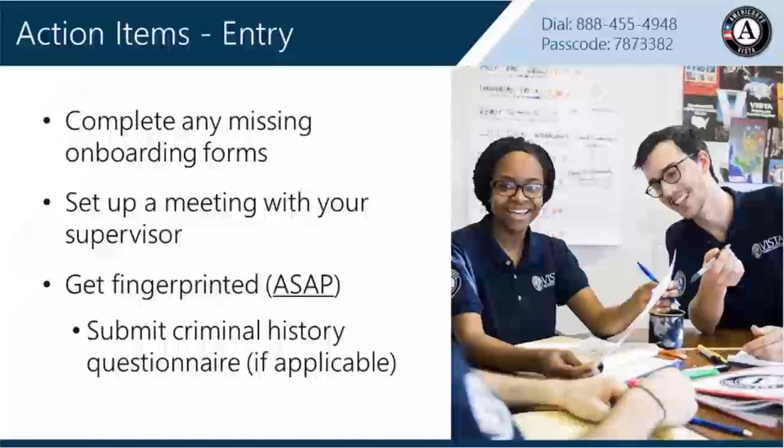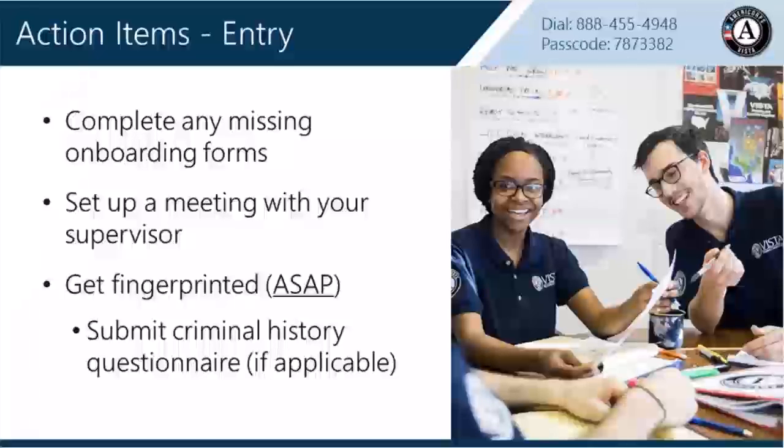The second thing is you need to make a copy of your VAD and set up a meeting to discuss your project and your service year with your supervisor. And the last thing is that you need to get fingerprinted, preferably this week, and submit a criminal history questionnaire, if applicable, to us back here at VISTA headquarters. You should have the fingerprinting materials, and if not, you can get them from your supervisor.